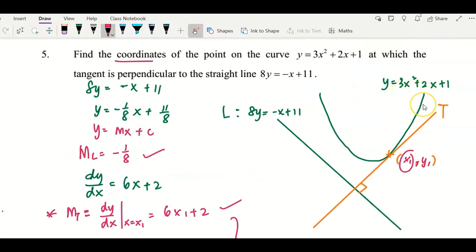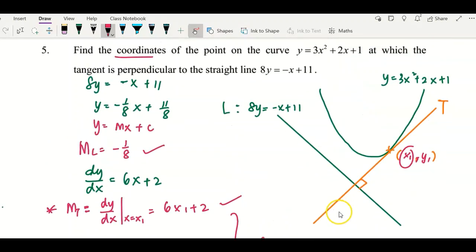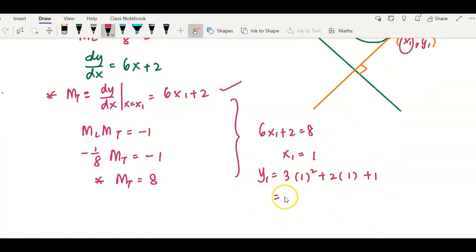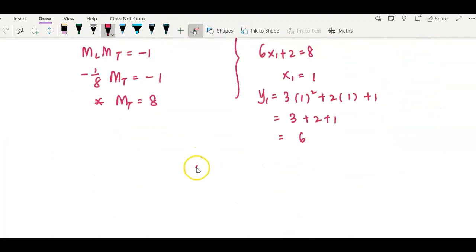Which is 3x squared plus 2x plus 1. So I have 3 times 1 squared plus 2 times 1 plus 1. Then I have 3 plus 2 plus 1, that will be 6. So what is the coordinate of the point that we want to find? That will be (1, 6). All right, so you answer the question: the coordinate is (1, 6).